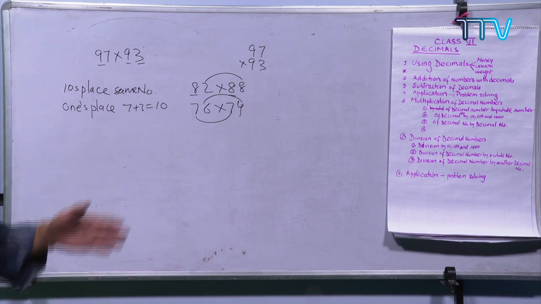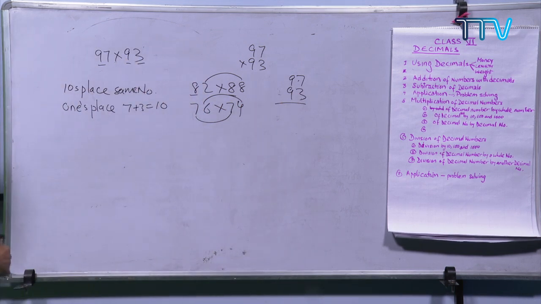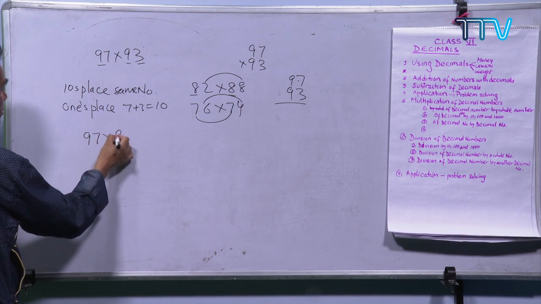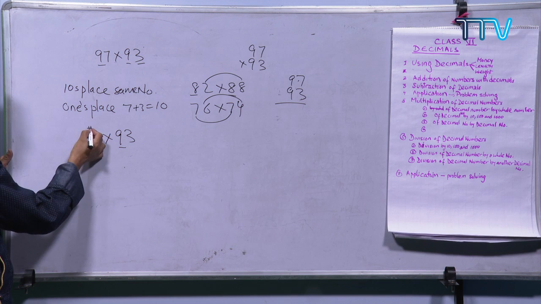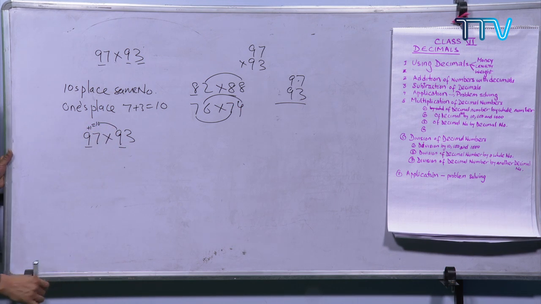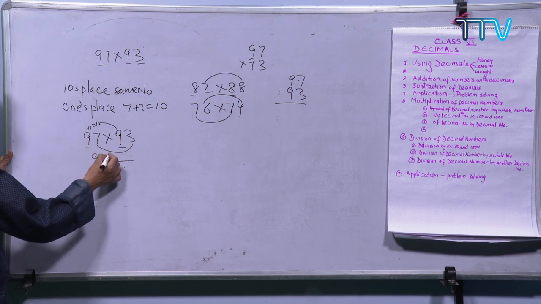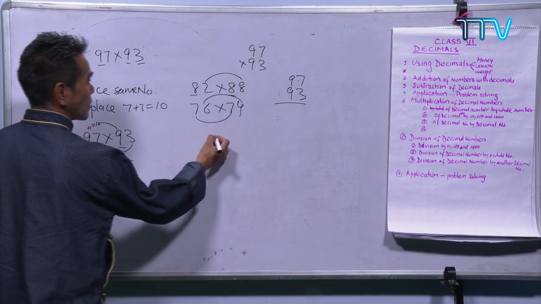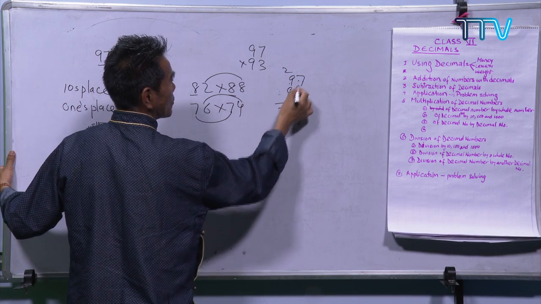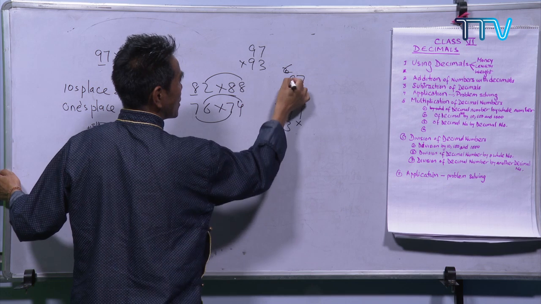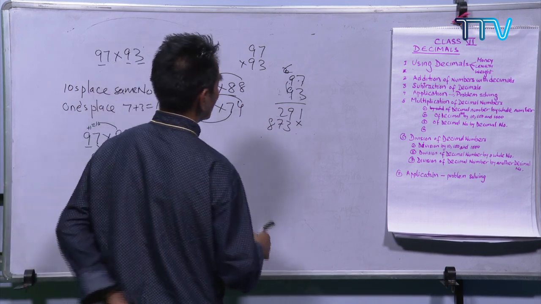Now the shortcut method: 97 multiplied by 93. Take the tens digit 9 and multiply it by the next number, 10, which gives 90. Now you multiply the two unit digits: 7 times 3 is 21. You put them together: 9021. Oh, 9 times 10 is 90, so the answer is 9021.